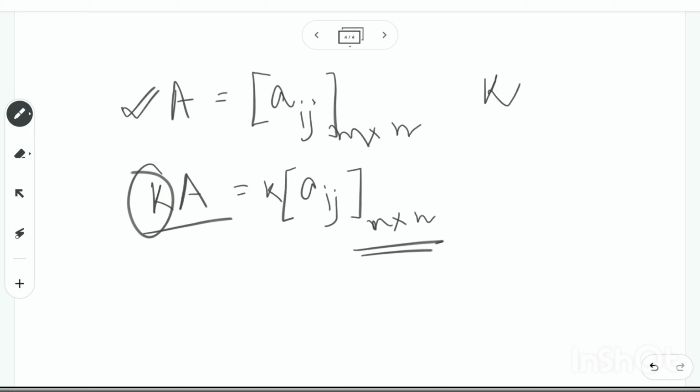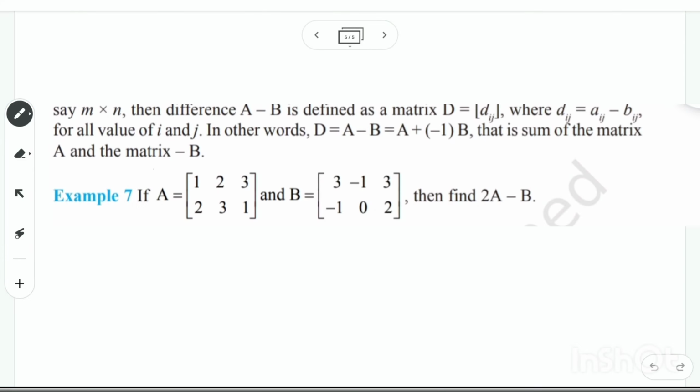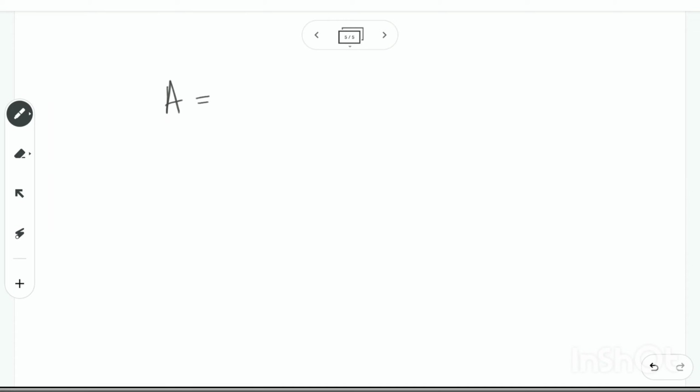Now move to the next point. Before that there is an example 7. See, here is the example. What does the problem say? The problem says that A is a matrix and B is a matrix, and find out 2A minus B. It is very easy. What is the A matrix here? So 2A minus B.